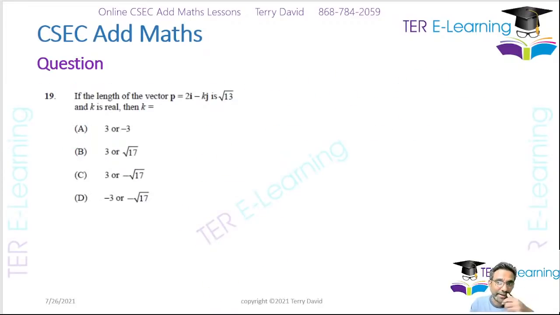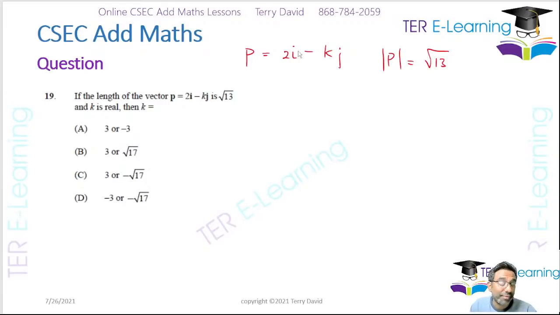Next question, we have a vector here, right? And they've given us, so the vector is this. The vector is P, that's what they're calling it. And it is 2i minus kj. And the length of the vector is square root of 13. So what that means is that this is equal to the square root of 13.